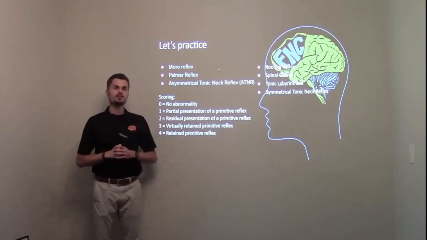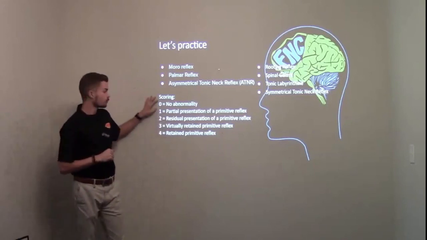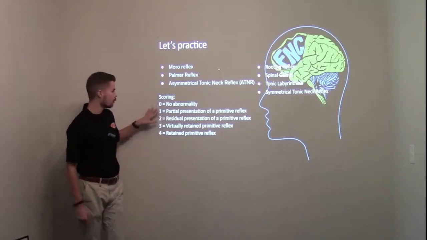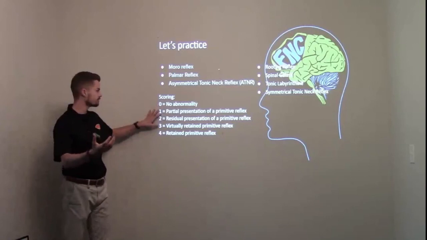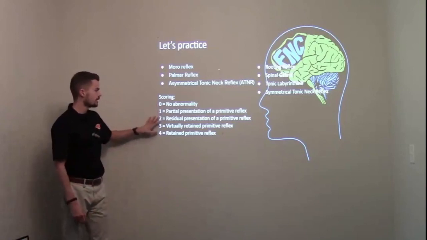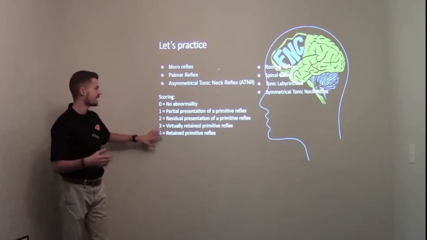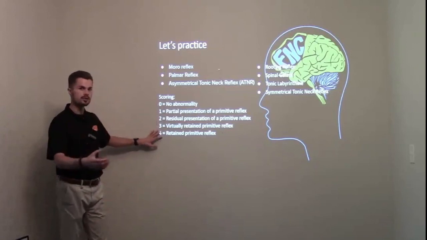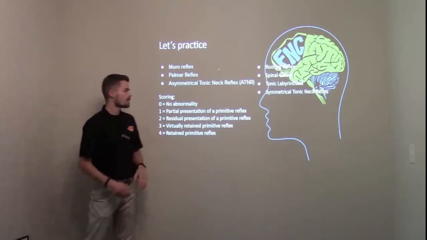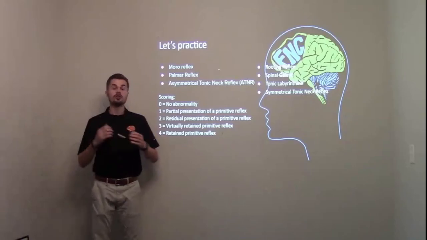Okay, so here we have the scoring. We have no abnormality, which is 0. 1 is partial presentation of a primitive reflex, residual presentation. Virtually retained primitive reflex, and absolutely it is there. Okay, it's really prominent. So I'm going to show you how to do these, and hopefully you enjoy.